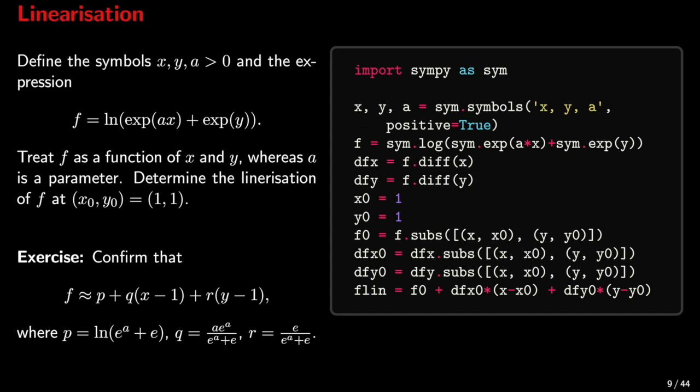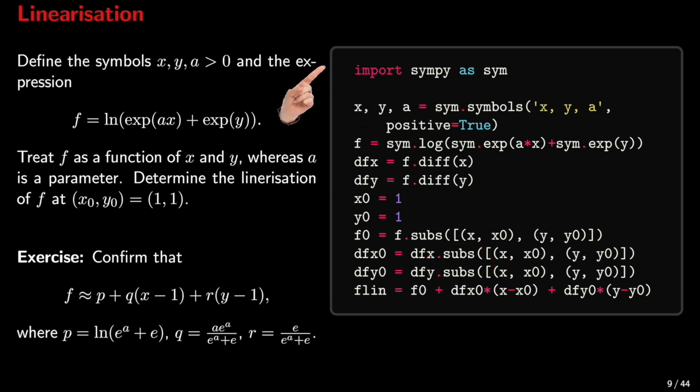To linearize f, we need to introduce the symbols x, y, a, and we need to specify that they are positive. Well, they are assumed to be positive in this case. Then we define the expression f. We determine the partial derivatives of f with respect to x and with respect to y. We determine the value of f and the values of the partial derivatives at the point where x is equal to 1 and y is equal to 1. We do this using subs.